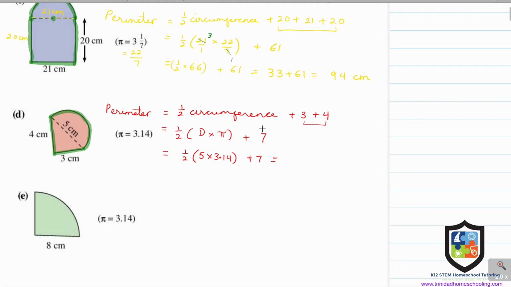Okay. So you could work that out in your working column on the side. 3.14, sorry, by 5. A half of that, and then add 7. Okay, and you should get 14.85. Your units are centimeters.